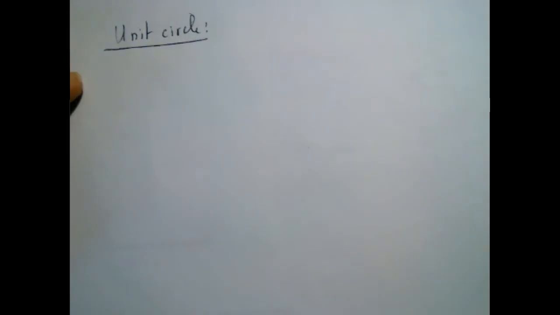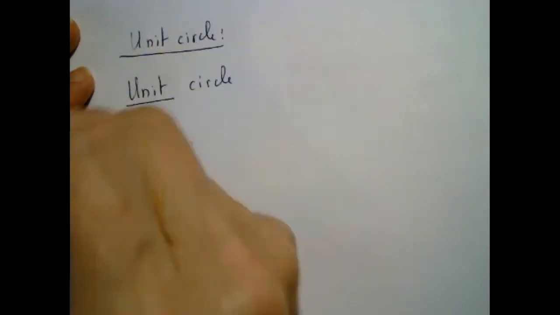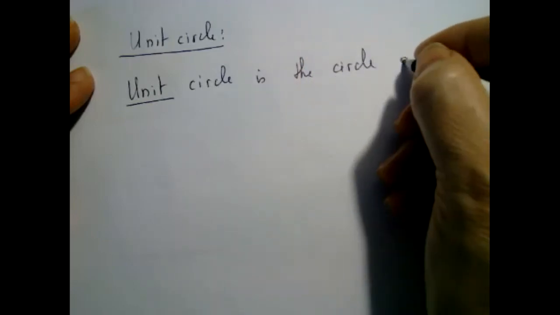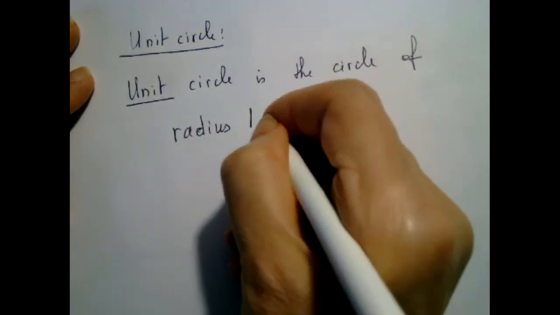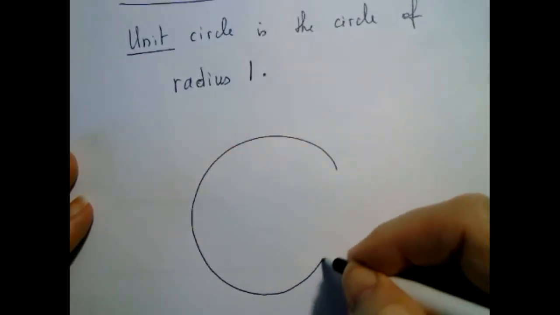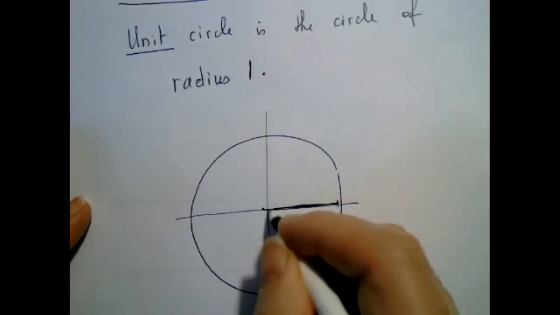So before that, we're going to talk a lot about the unit circle. Okay, what's the unit circle? Unit circle is nothing more than a circle of radius 1. The minute you see the word unit circle, it is the circle of radius 1. So it's nothing more than the circle, but the radius is equal to 1. That's really what we mean by a unit circle.